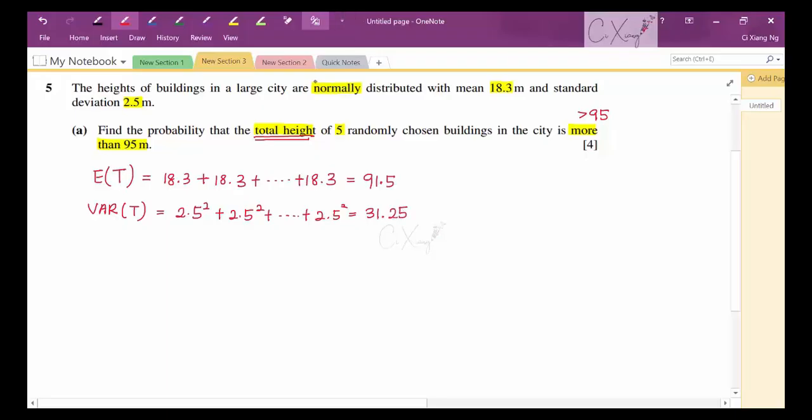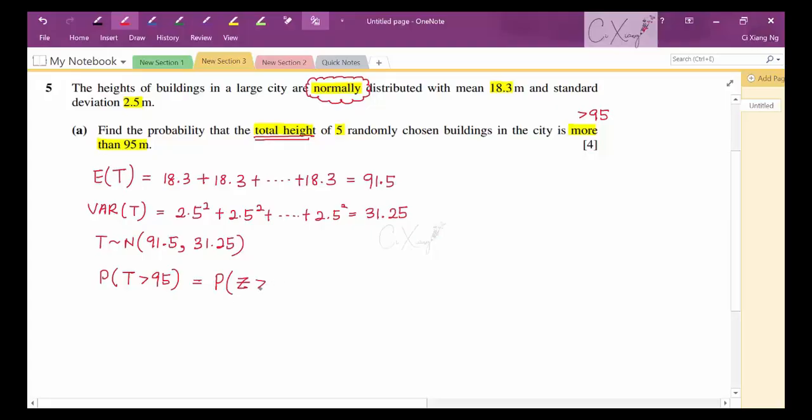Because the original distribution for every single building is normally distributed, the total should be normally distributed as well, with mean 91.5 and variance 31.25. For this question, they want us to calculate the probability that T, the total height, is more than 95 meter. Since T is normally distributed, we have to standardize to become Z.